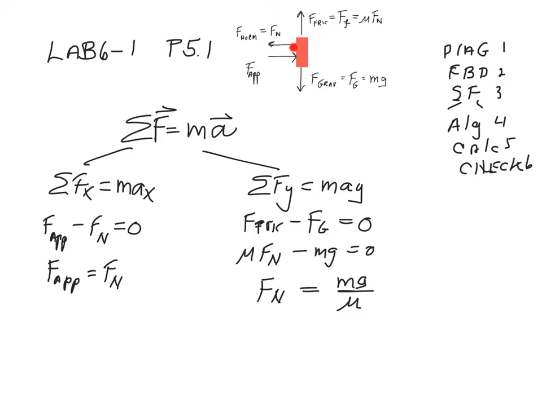So we look at the sum of the forces in the x direction, and we recognize that there's no acceleration in the x direction, and we see there are 2 forces. The applied force, and the normal force is negative. They're going to be equal to 0. So the magnitude of the applied force is equal to the magnitude of the normal force. And the applied force is what we want, so we need to find out what the normal force is. So we go to the sum of the forces in the y direction.